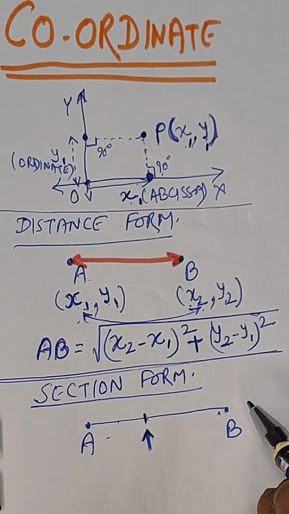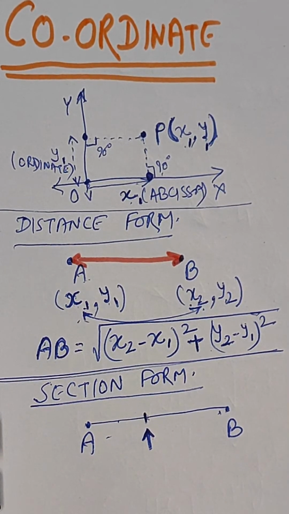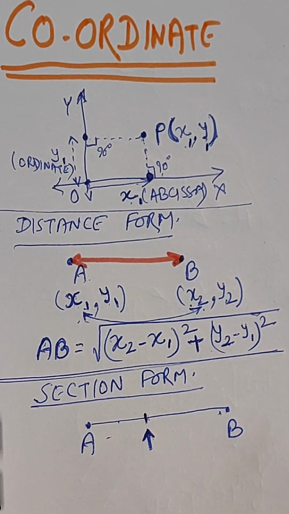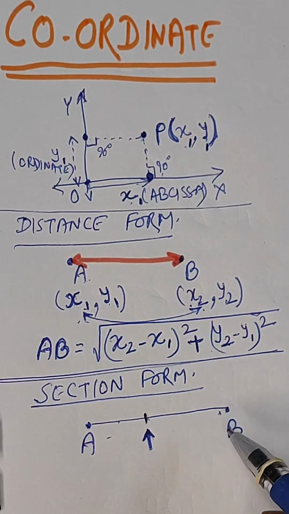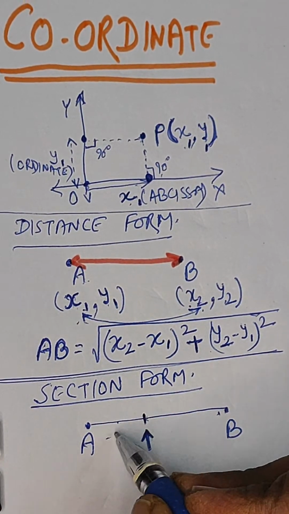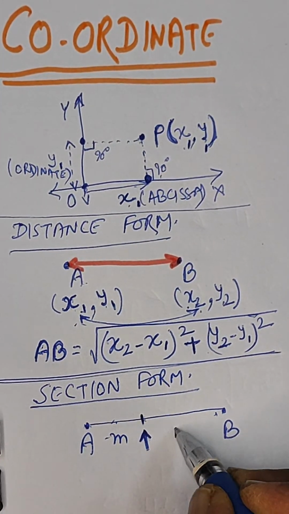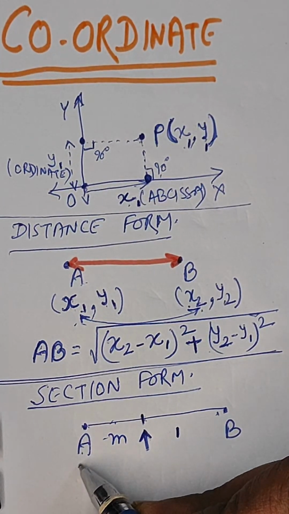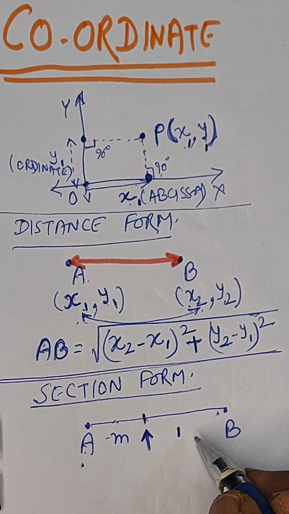We can see here, right? So in the section formula, the basic thing which we need to remember is that when any point is dividing any given line into certain ratios, then let us say it is dividing this given line into the ratio of m is to 1, right? And if A is having some coordinates, maybe let us say x1 y1, and B is having some coordinates x2 y2, right?